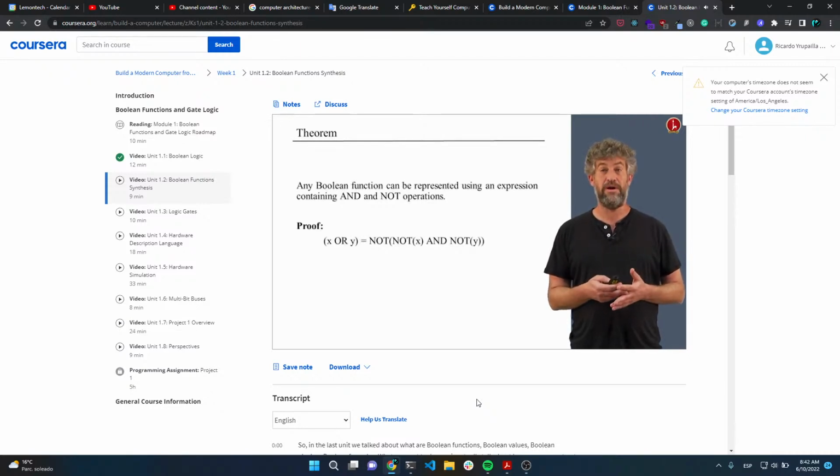So now we have a much more remarkable theorem: we only need these two basic operations to compute every Boolean function.